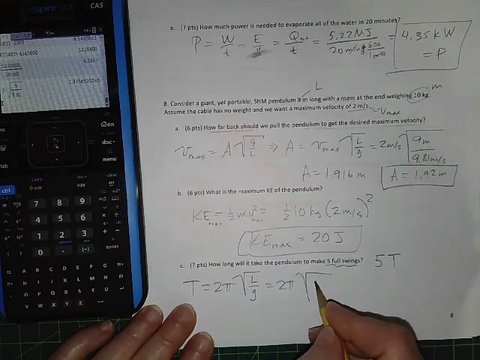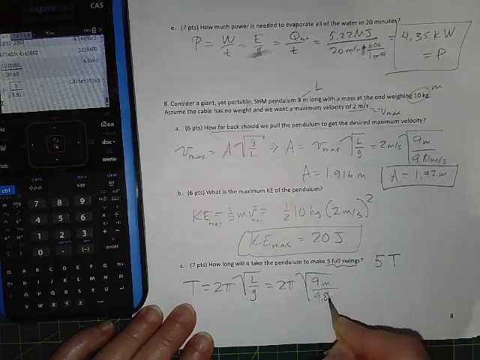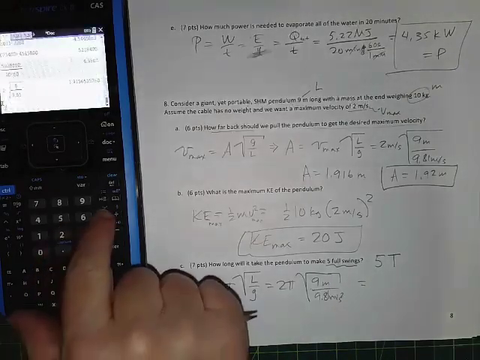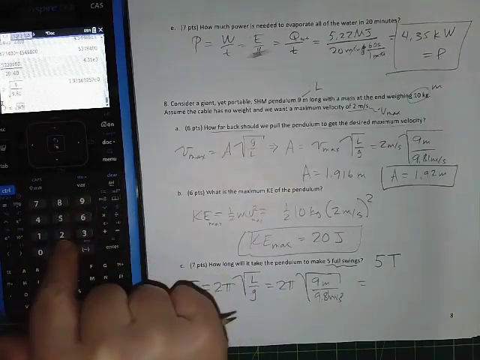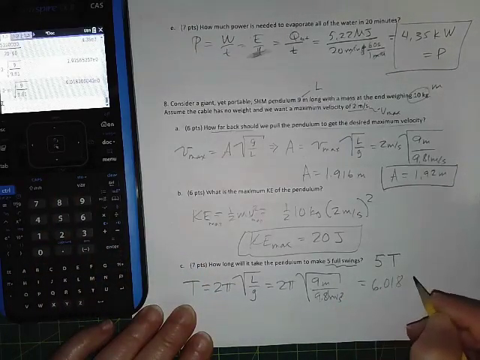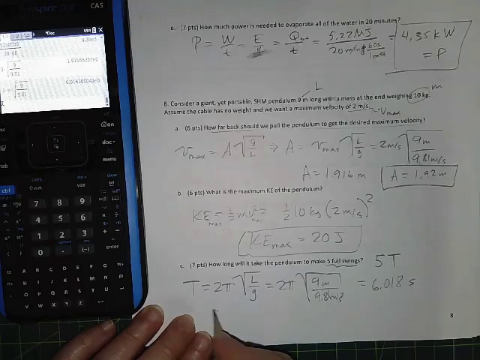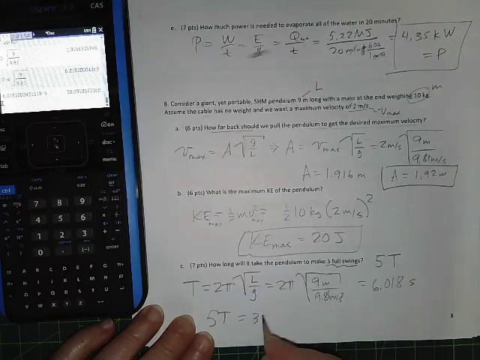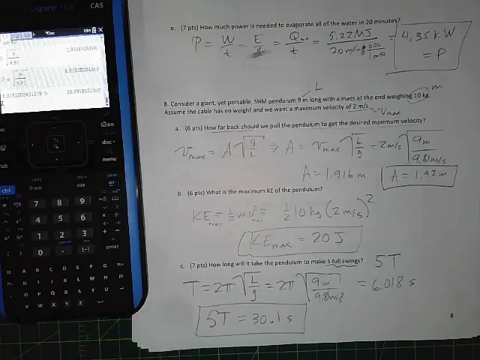So, substituting in, we know everything. L is 9 meters, G is 9.81 meters per second squared. So 2 times pi times square root 9 divided by 9.81, 6.018 seconds, but we want 5T, so take that times 5, 30.1 seconds. Okay.